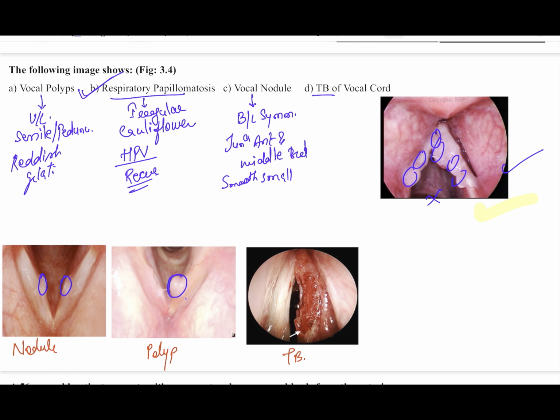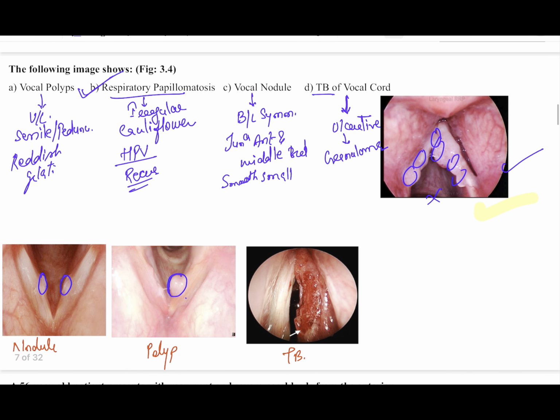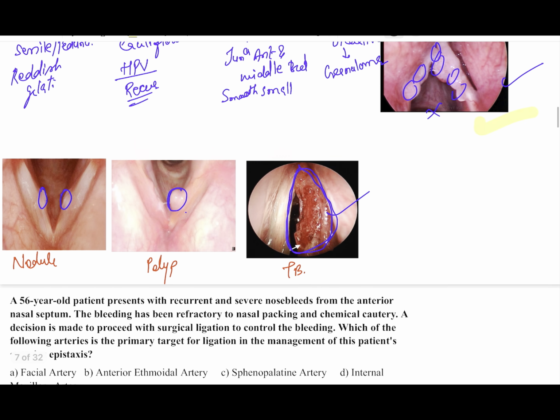Next, why not TB of the vocal cords? TB is generally not present with this type of appearance. It is present with ulcerative lesions of the vocal cord, and there can be granuloma also, and there will be diffuse inflammation, and it can be associated with pulmonary TB. Here you can see one side of the vocal cord having an ulcerative lesion, which is specific for TB. So this is how we get to the answer. The correct answer is respiratory papillomatosis, and why the other answers are not correct, I have explained.